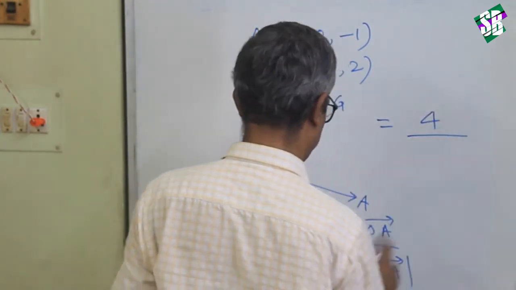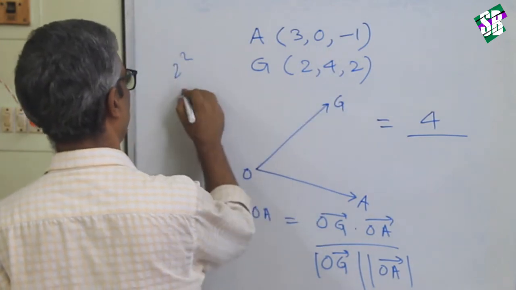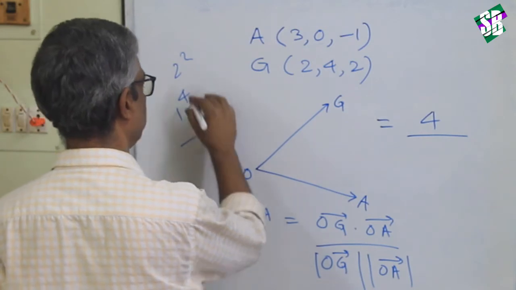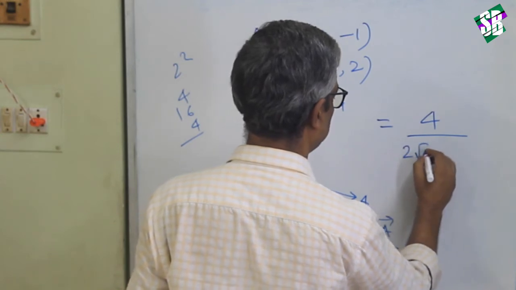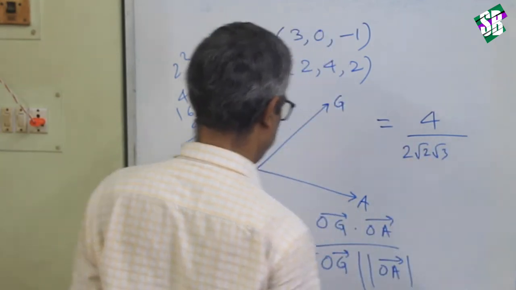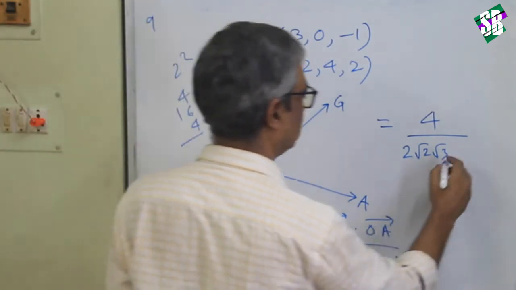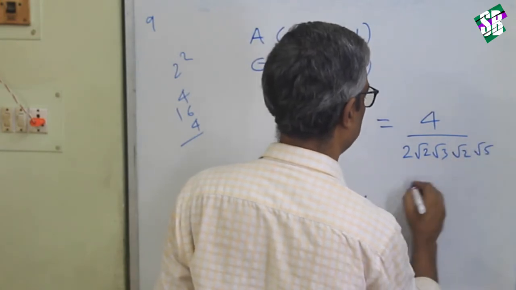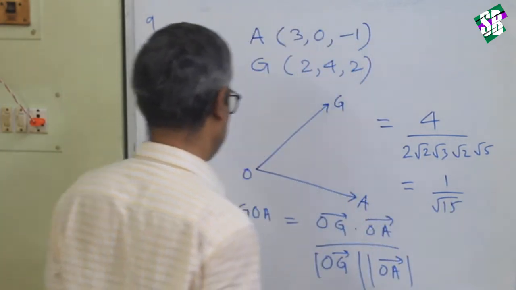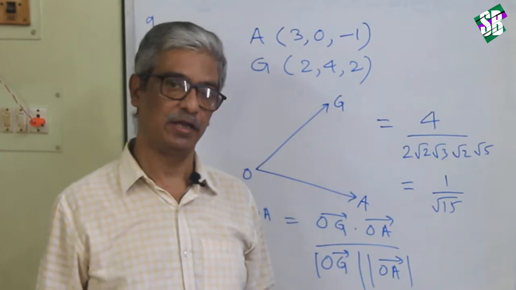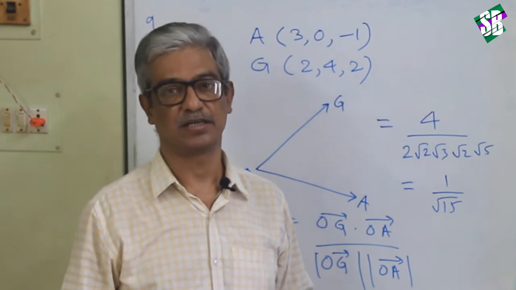And what is mod OG vector? 2 square plus 4 square plus 2 square means 4 plus 16 plus 4, which is root 24. Root 24 is 2 root 6, which means 2 root 2 into root 3. And what is mod OA vector? 9 plus 1, 10, means root 2 into root 5. So this becomes 1 by root 15. So cos of angle GOA is 1 by root 15. So option A is correct.